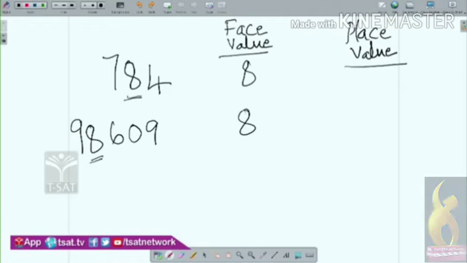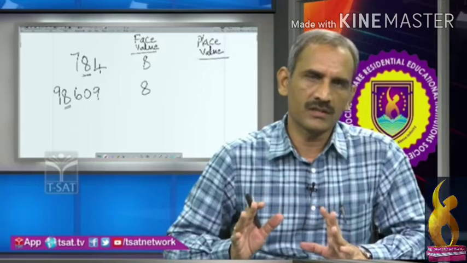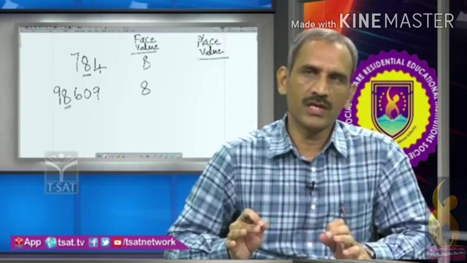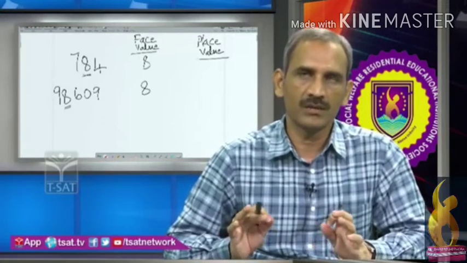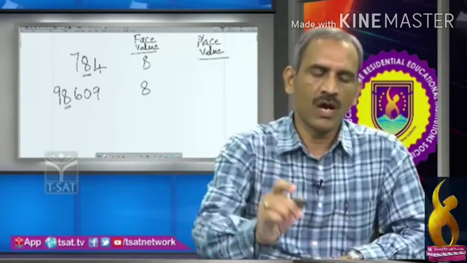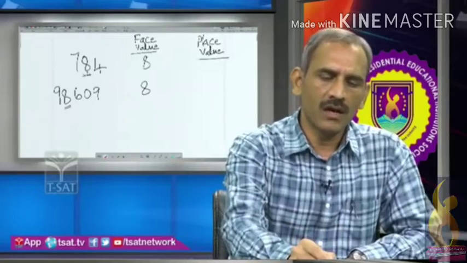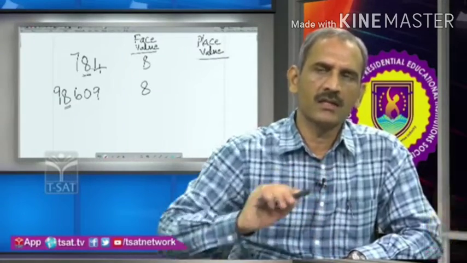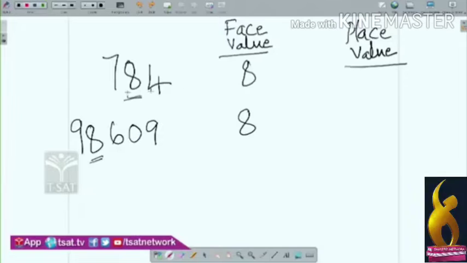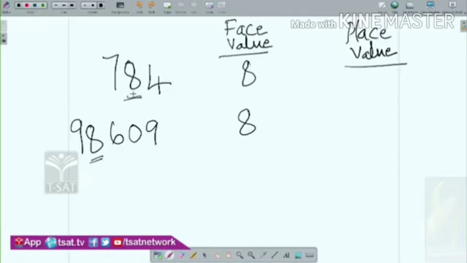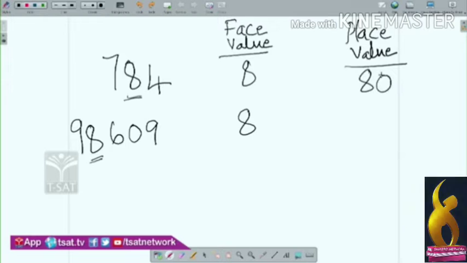Now let us come to place value. Place value varies because already we discussed that place value is purely based on its place. So now you have to find the place value of 8 in the first number. This 4 is in ones place and this 8 is in tens place. So the place value is 10. So the value is 8 into 10, which is nothing but 80.